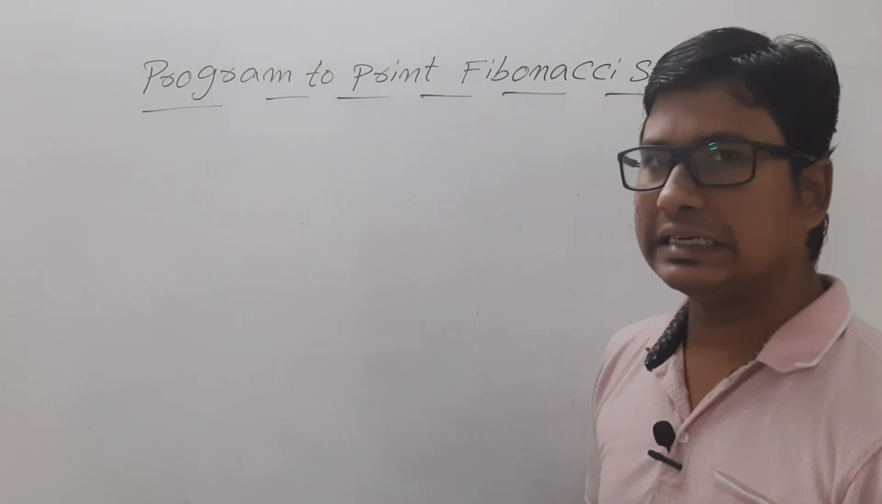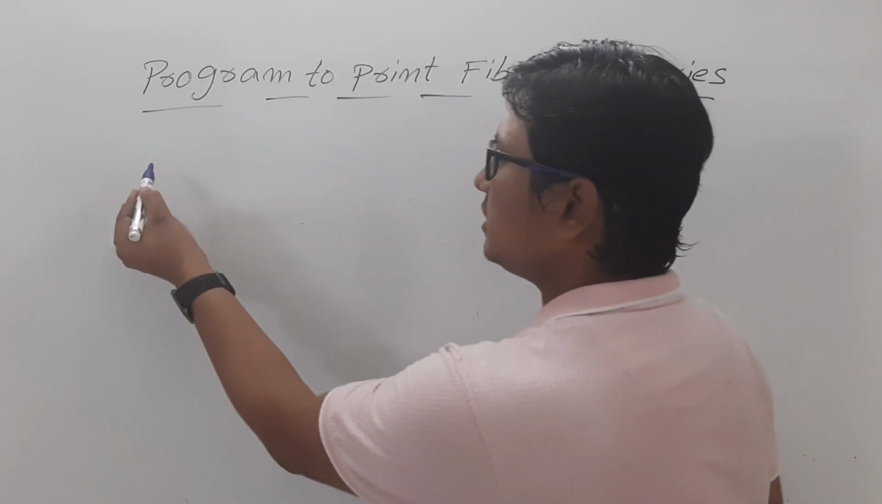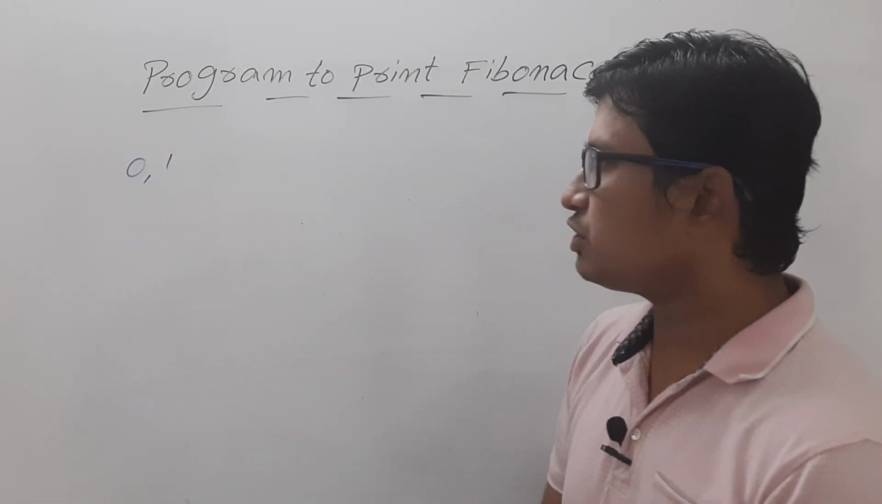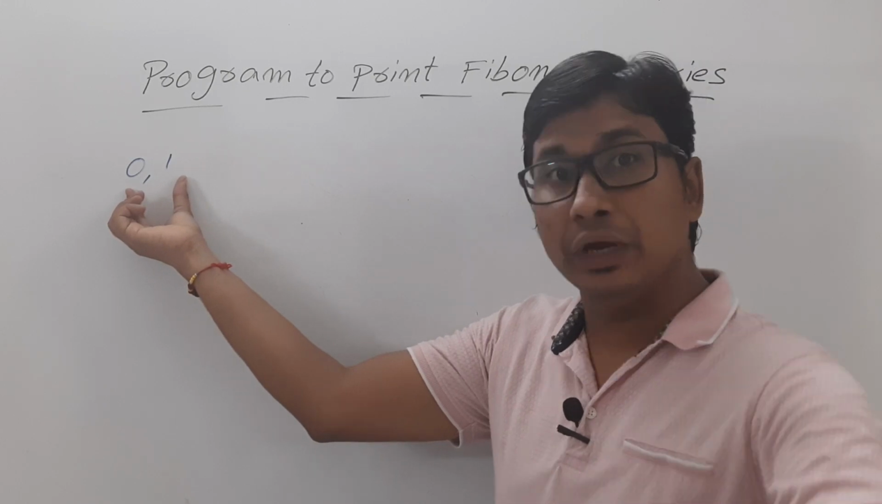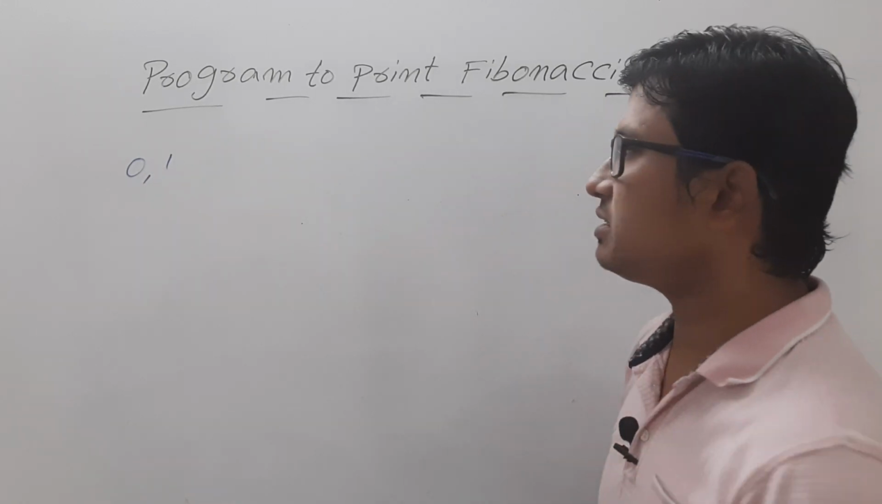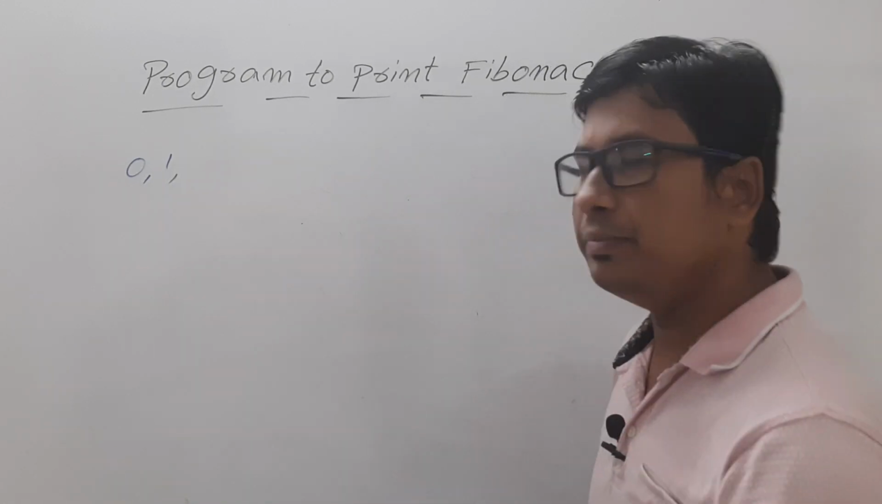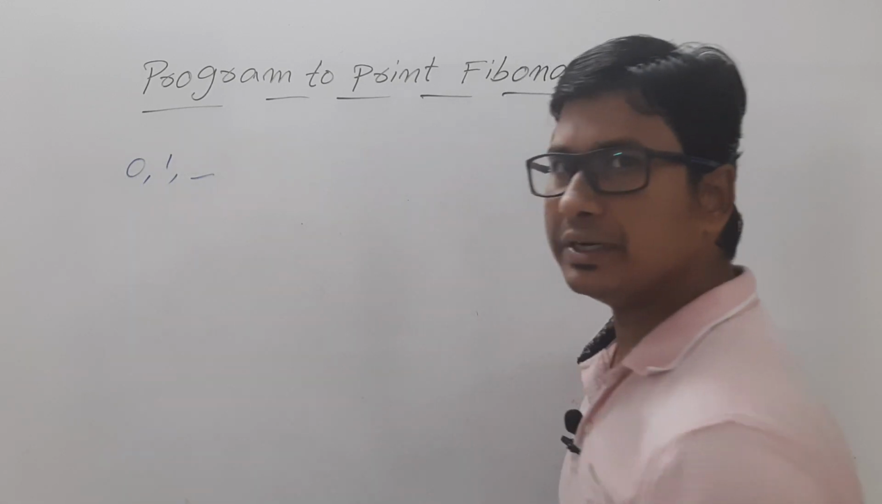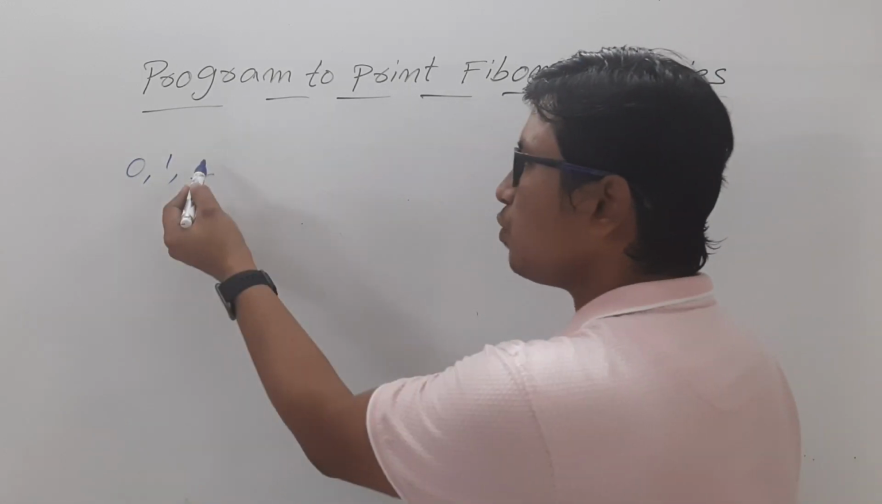Suppose let's take that the initial two values I have considered as 0 and 1. In a Fibonacci series, first you need to define what are the first two elements in the series. Once you have provided the first two elements in the series, then the next element will be equal to the sum of the previous two elements. So 0 plus 1 is 1.